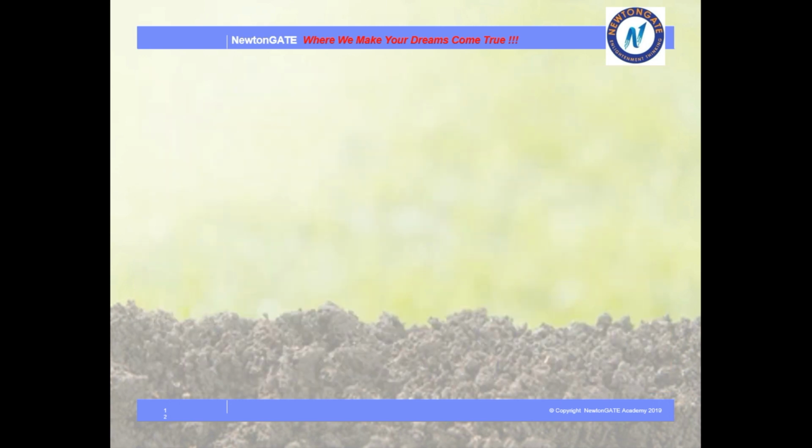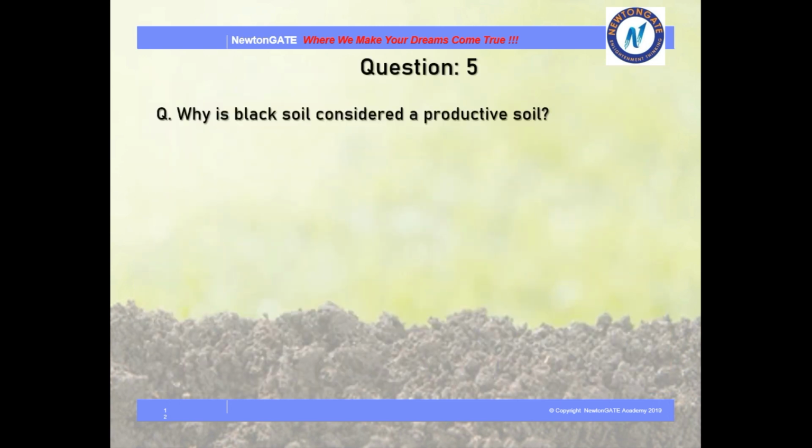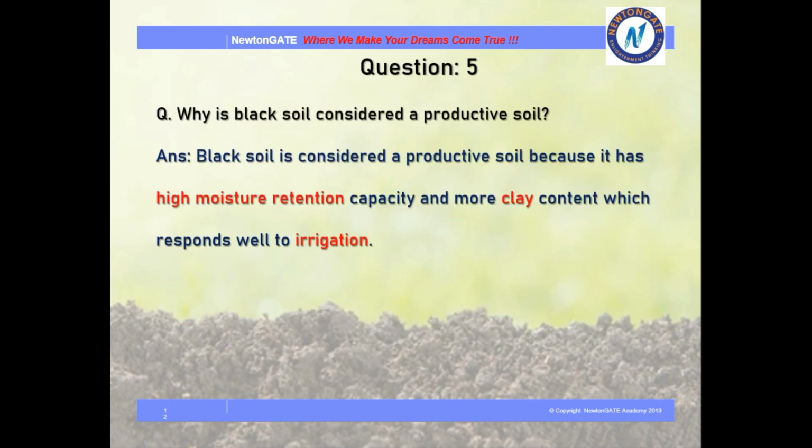Okay. Moving to the next question, that is question number 5. In question number 5, they have asked why black soil is considered a productive soil. We know that the soil has a very high moisture retaining capability, right?